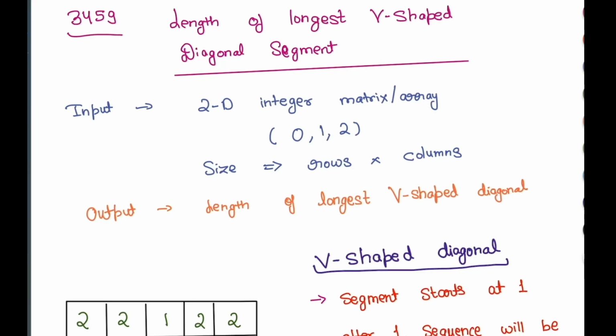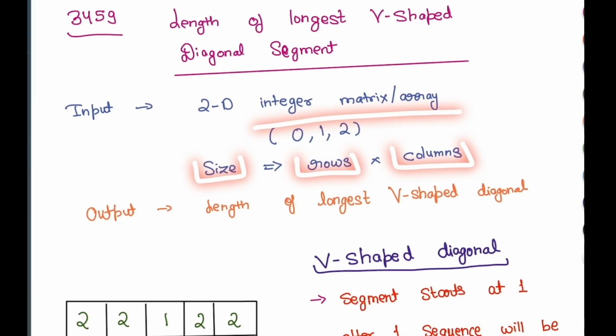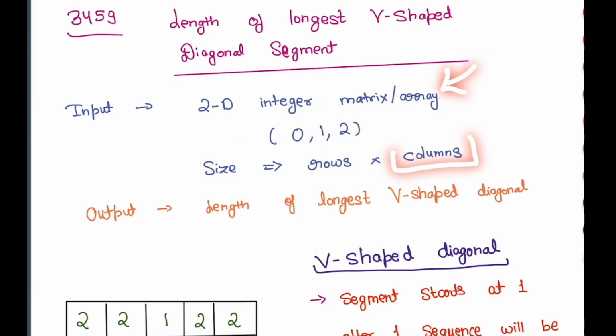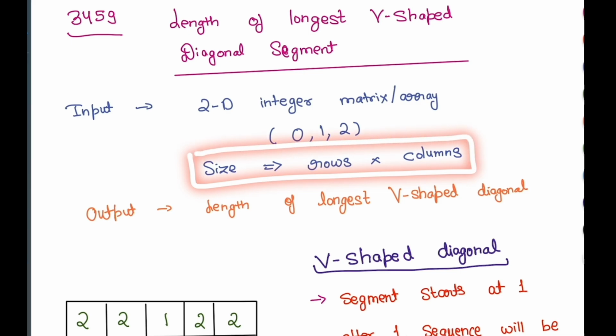In this video, we are going to solve the Leetcode problem of the day, and the problem is length of longest V-shaped diagonal segment. In this problem, the input given is a two-dimensional integer matrix or an array. So basically, we are given a 2D array, and this array contains integers, and these integers will either be 0, 1 or 2. The size of this particular matrix is going to be rows multiplied by columns, where rows is the number of rows in this array and columns is the number of columns in this array. This is not given as an input, we have to calculate this.